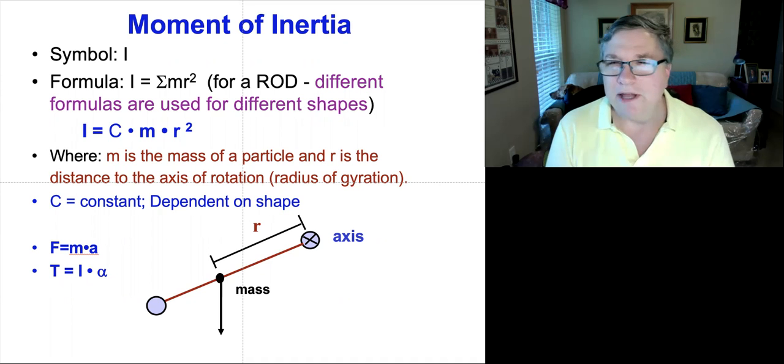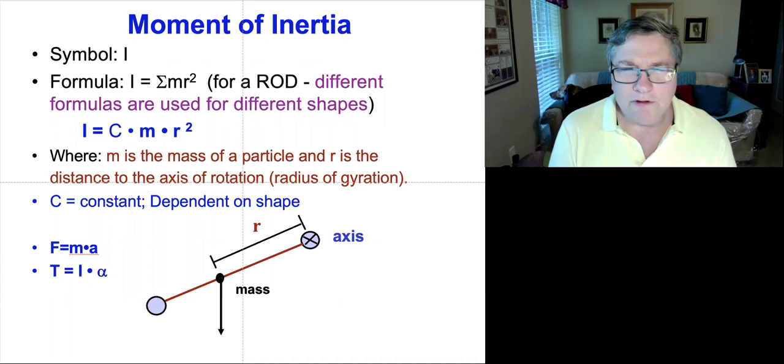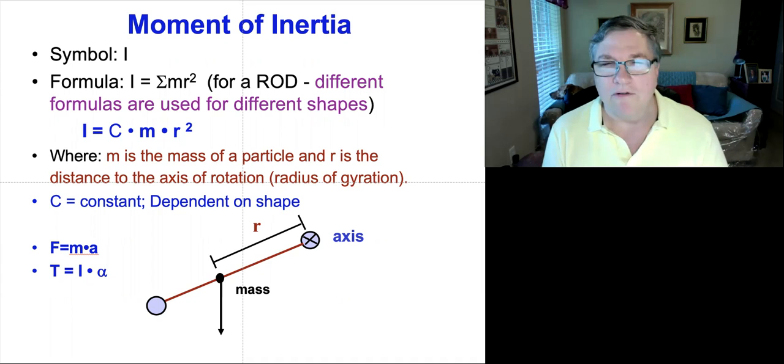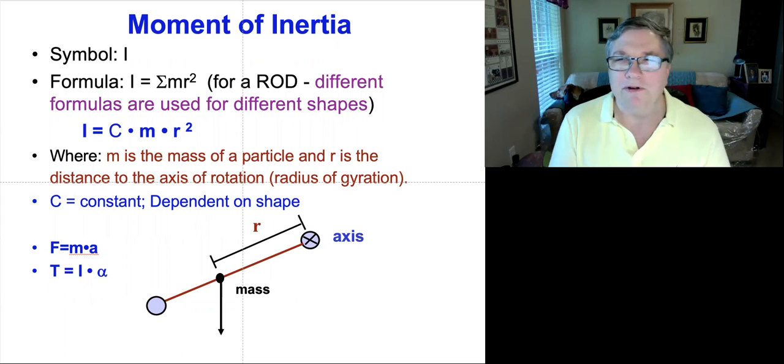So again, the topic today is moment of inertia. What's moment of inertia? Well, Newton's first law of motion is the law of inertia. And inertia is resistance to motion, to a change in motion. That resistance has to be overcome by a force for linear motion. But for angular motion, we have to use torque to overcome that inertia. And the specific term we have for that is moment of inertia.